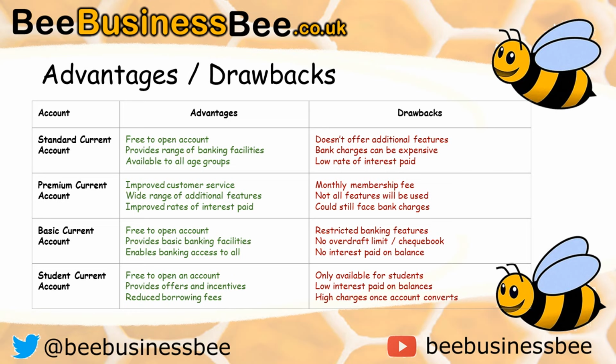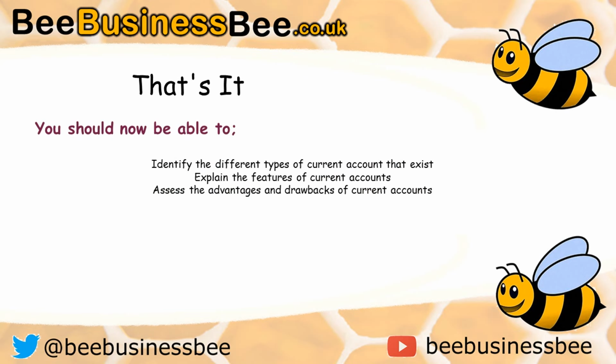Those are all some of the potential advantages and drawbacks that you could have come up with. There are plenty more that you could use. Discuss your ideas with a partner and see which ones you've got. Okay, that's it. You should now be able to identify the different types of current account that exist. You should be able to explain the features of the different current accounts that exist. And you should also be able to assess the advantages and drawbacks of the different current accounts.